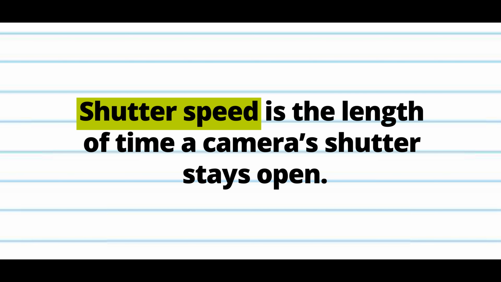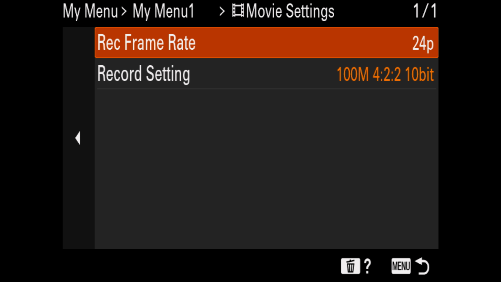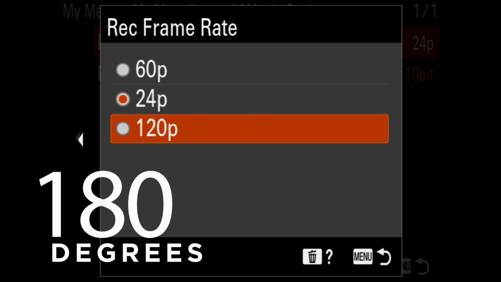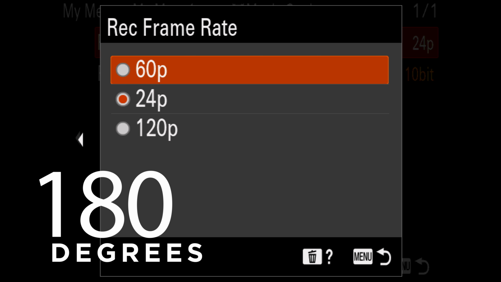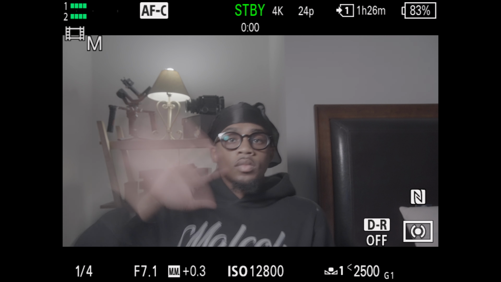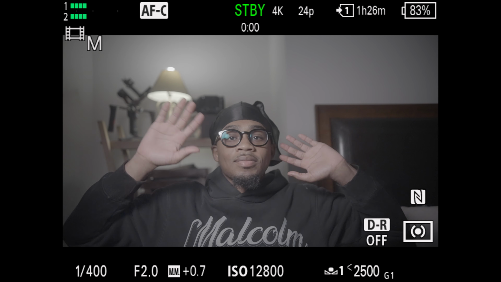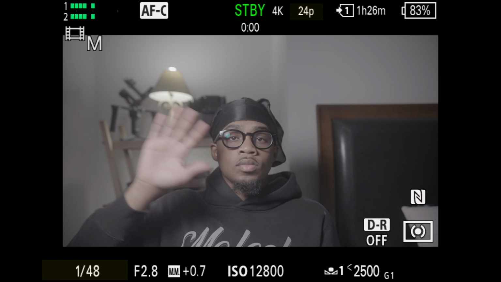Shutter speed is the length of time a camera shutter stays open. This works alongside frame rates, which is usually 24 for cinematics and 60 to 120 for slow motion. The general rule is the 180-degree rule, or basically that your shutter is double your frame rate. Here's my shutter low, which creates a lot of motion blur. This is high with minimal motion blur. And this is exactly double, which gives the most realistic blur close to our eyes.